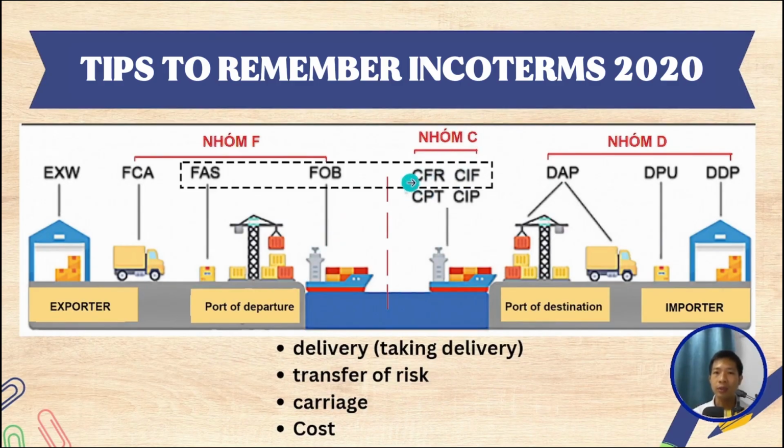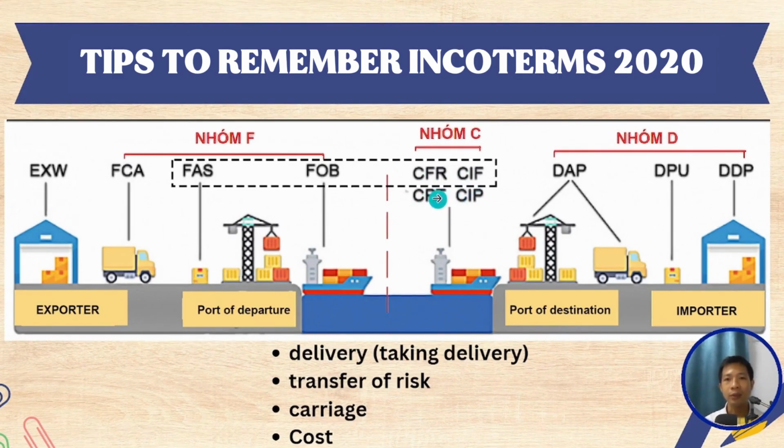Group C includes 4 terms: CFR, CIF, CPT, and CIP. So, CFR and CIF are similar, everyone. CIF is just more because CIF equals CFR plus insurance. Similarly, CPT and CIP are alike, and CIP is more than CPT in terms of insurance.